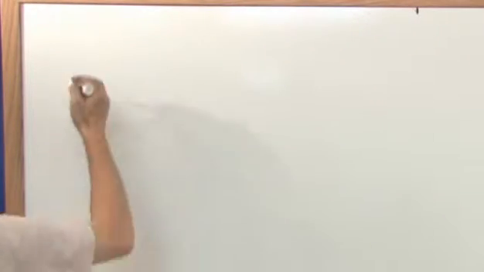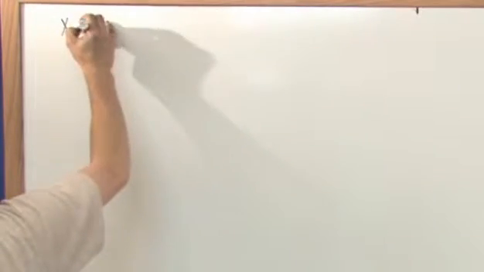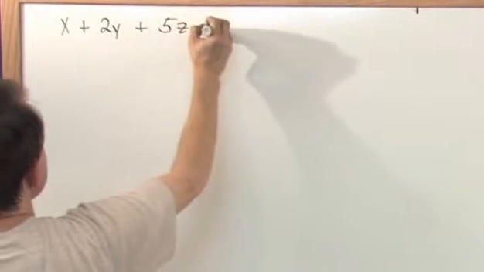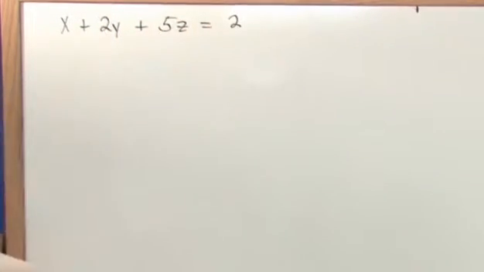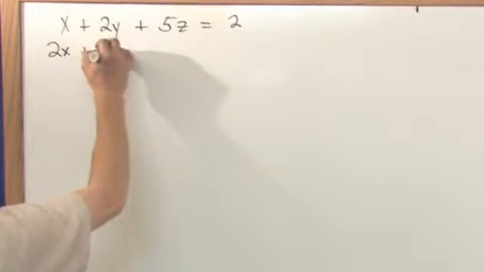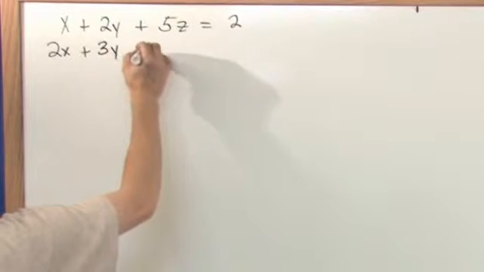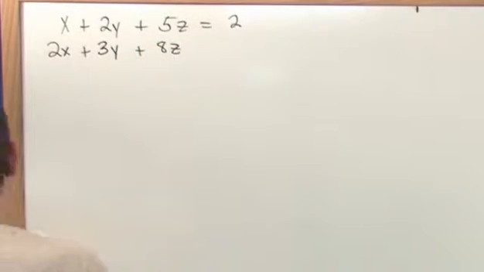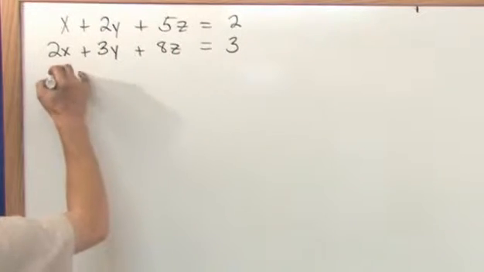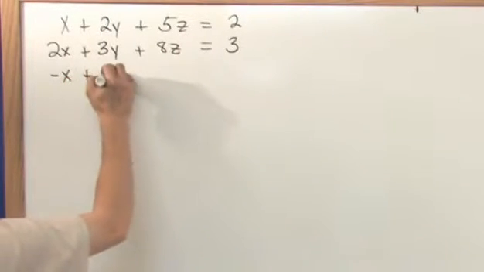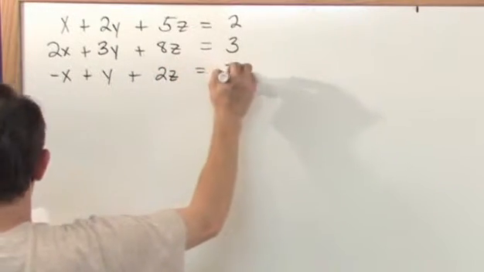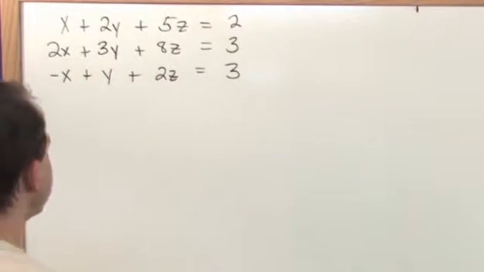Okay, now let's say you were given the system of equations x plus 2y plus 5z is equal to 2. Okay, let's say your next equation was 2x plus 3y plus 8z is equal to 3. And let's say you have negative x plus y plus 2z is equal to 3. Okay, those are your equations there.